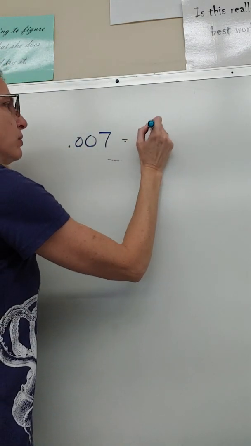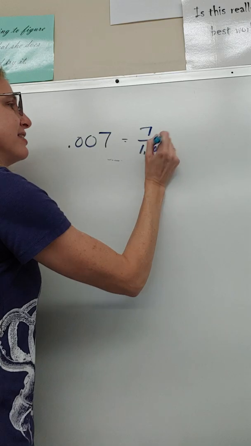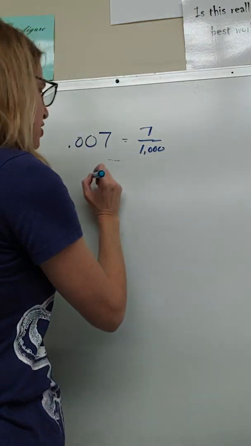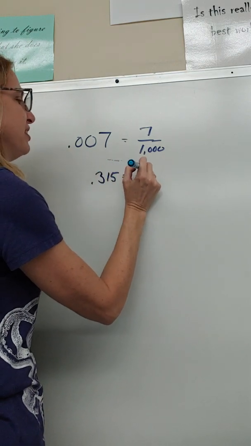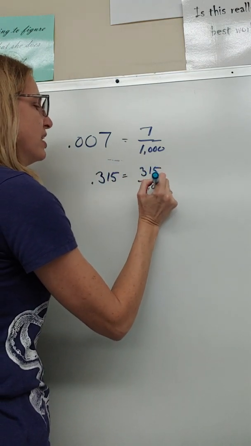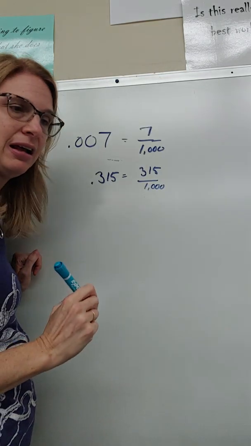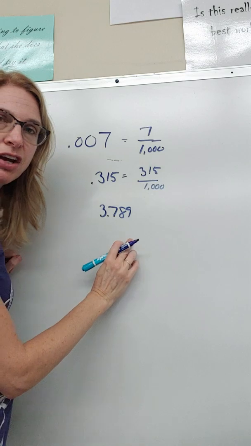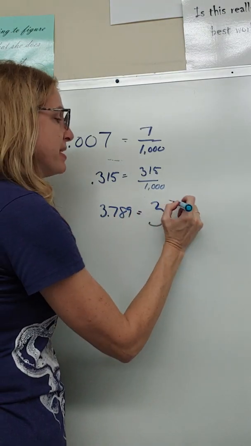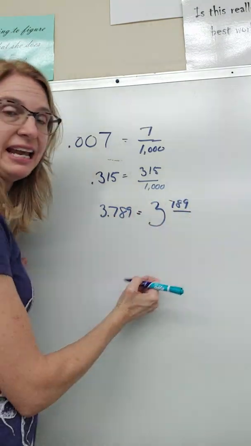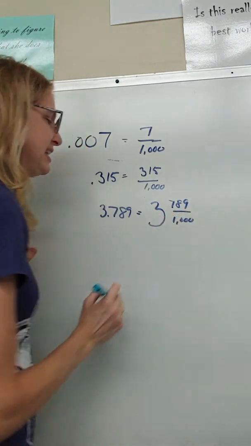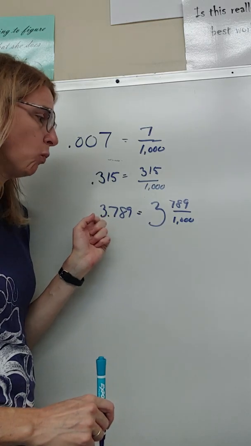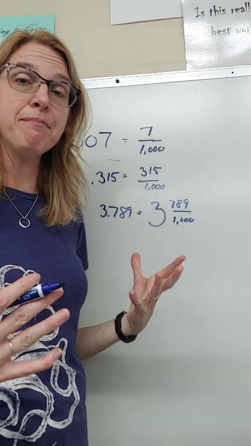looks like this as a decimal. It looks like this as a fraction, 7 thousandths, okay? 315 thousandths is 315 over 1,000. The last example we just talked about, 3 and 789 thousandths, is going to be a mixed number: 3 and 789 over 1,000. Okay? That number in the ones place becomes the whole number in a mixed number.